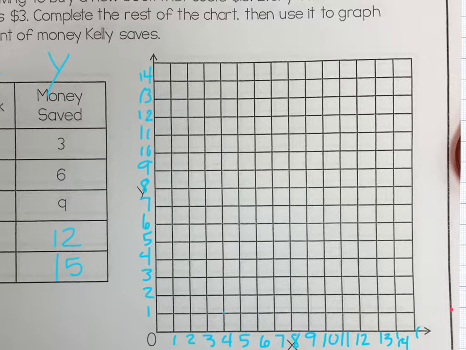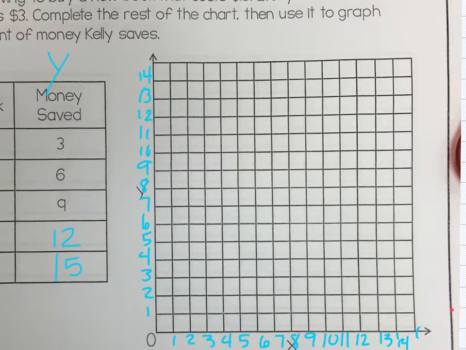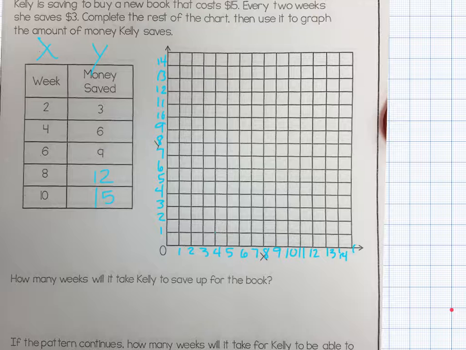All right. Now, let's start with our first ordered pair. How many weeks did she save first? Somebody say it loudly. 2. Okay, so we went over 2, up how many? 3. Excellent. Next one, we're going to go over 4, up how many? 6. Great. That's our next pair. Next pair, we're going to go over 6, up how many? 9. Excellent. After 8 weeks, we went over 8 weeks. How much money did she save? 12. Excellent.